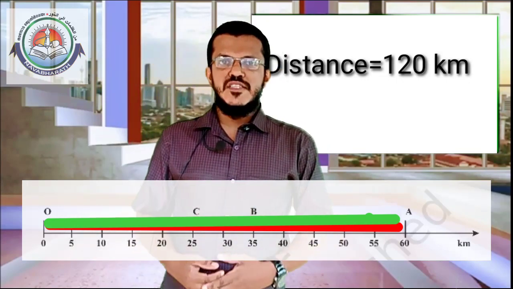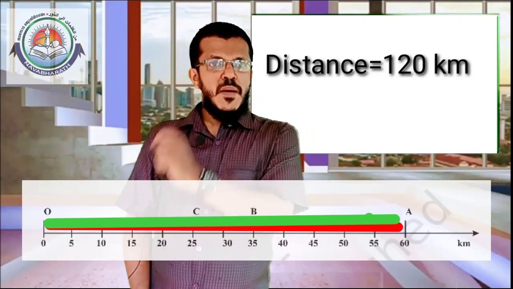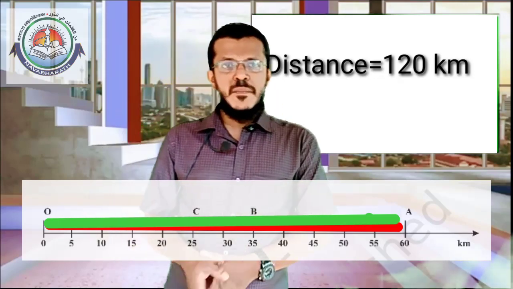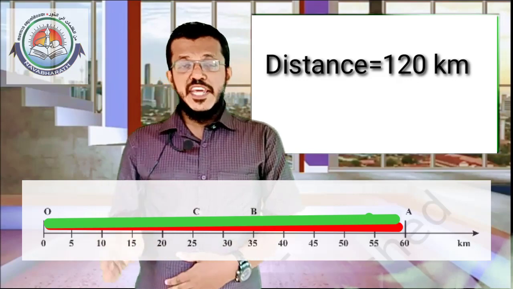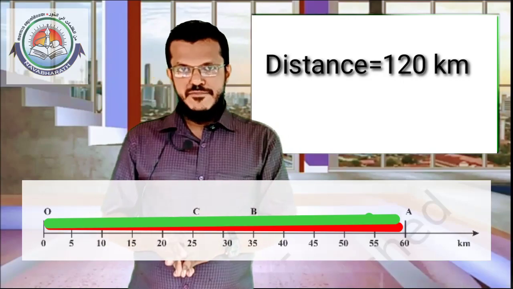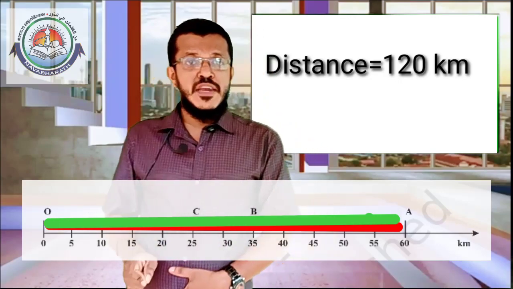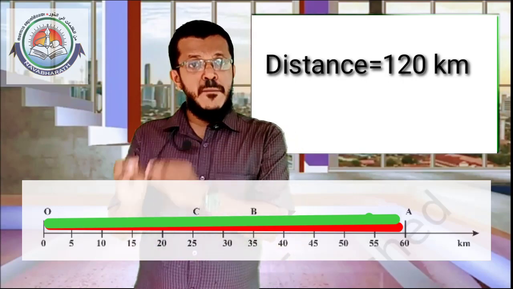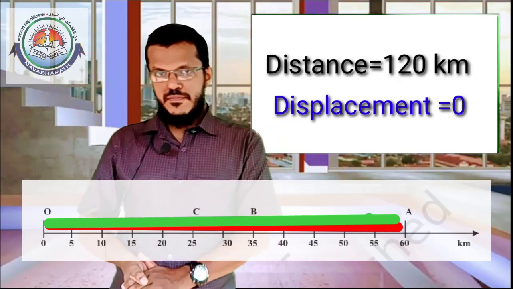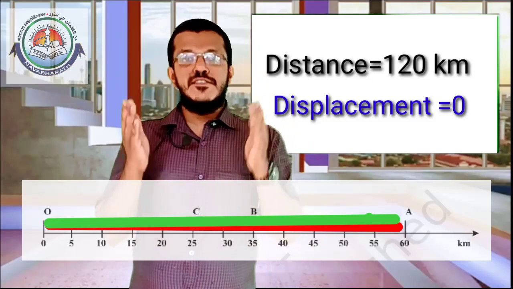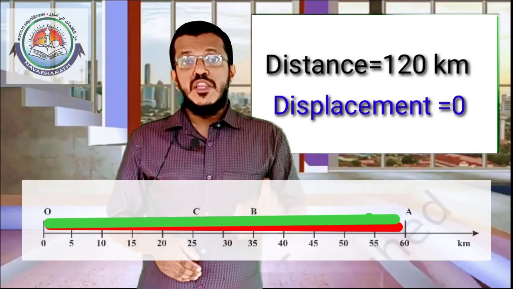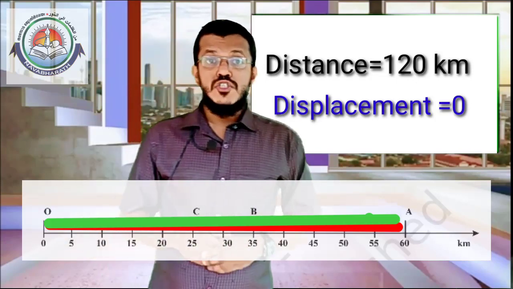The displacement covered by this car means the distance from the initial position to the final position. Which distance? The shortest distance, or straight line distance, from the initial position to the final position. And here the initial position and final position coincide with each other. In this case the car's initial and final positions are the same position. That means the magnitude of the displacement will be 0 here.